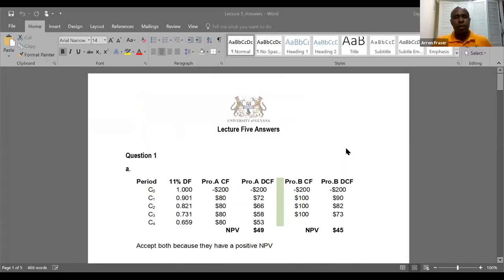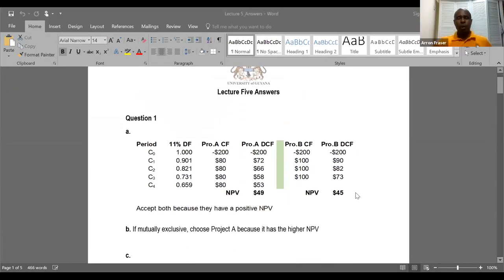So the first thing we should do is work out the present value of both projects. For project A, we have the periods to the left, then the next column is the 11% discount factor taken to 3 decimal places. Then we have project A cash flows, and project A discounted cash flows, which is the factor multiplied by the cash flow.